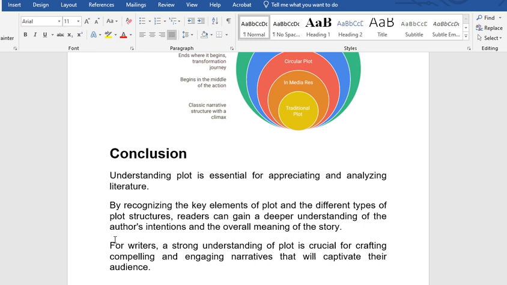Also, for writers, a strong understanding of plot is crucial for crafting compelling and engaging narratives that will captivate their audience. When a writer understands plot very well, he or she will be able to write an engaging narrative that will interest the audience.